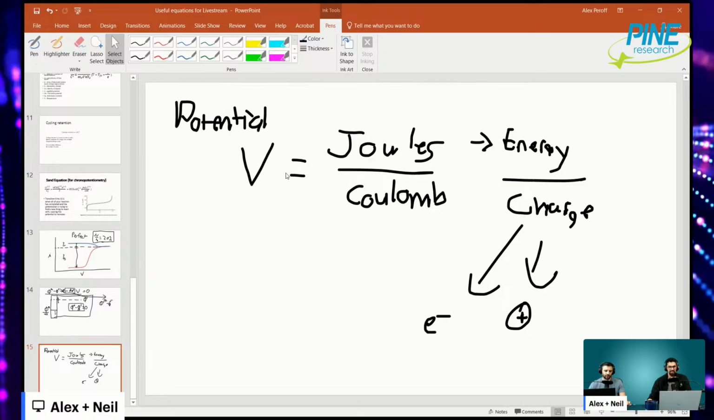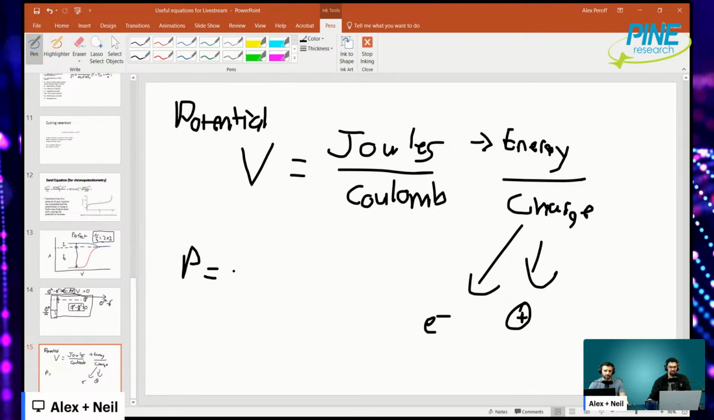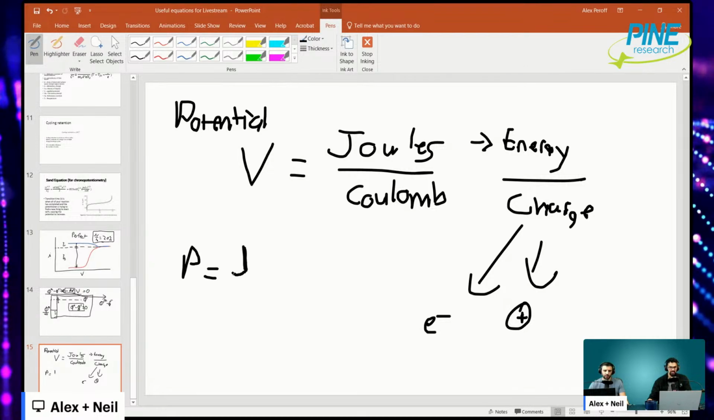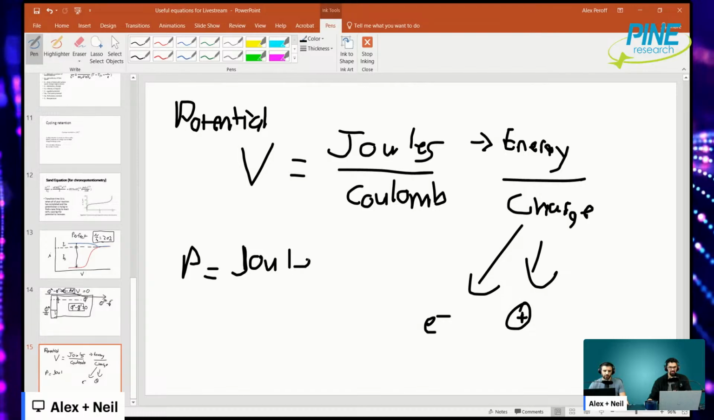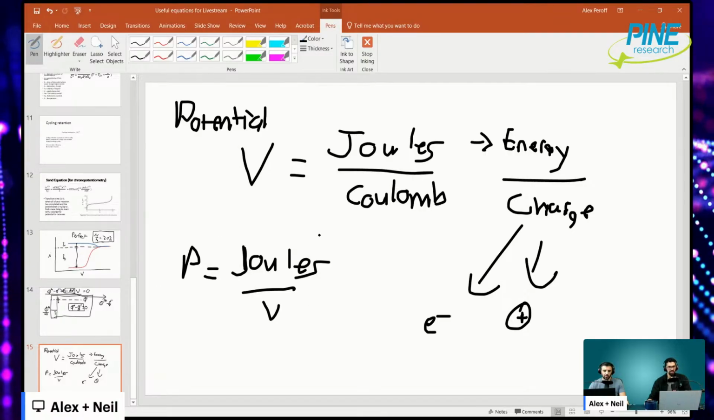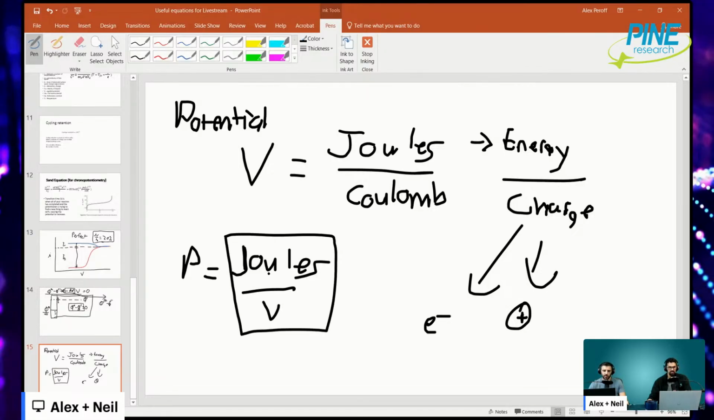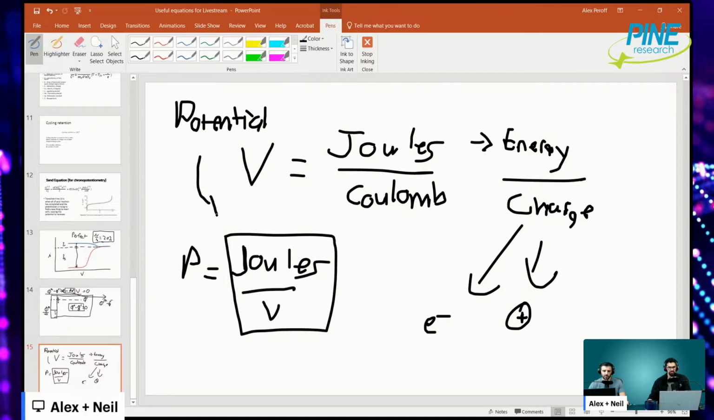Another way to think about it is pressure. I also like to think about pressure as a type of potential. Pressure has another kind of units. Actually, it has units of joules per volume. So it also has units of force per area and stuff like this. But this is another form of potential, a potential that we just call pressure instead.